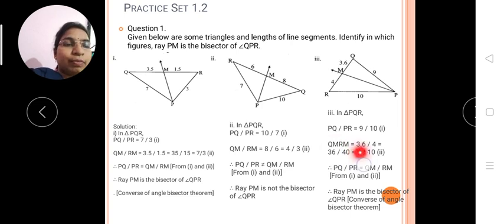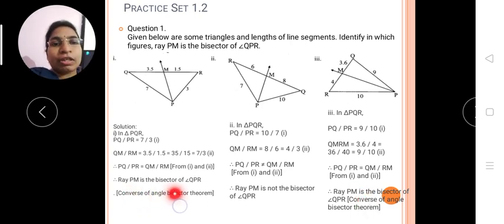It is equal to 3.6 divided by 4. It will come 9 by 10. So from these two, we can say that ray PM is an angle bisector of angle QPR. And it is important to mention the name of the theorem in brackets.